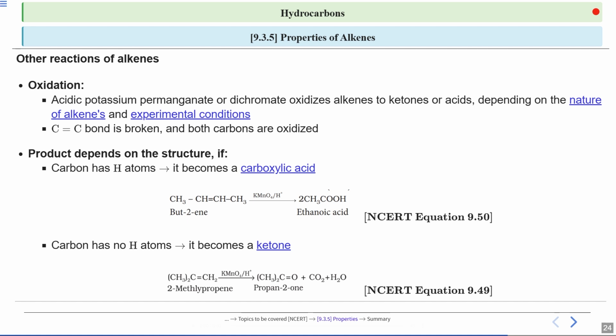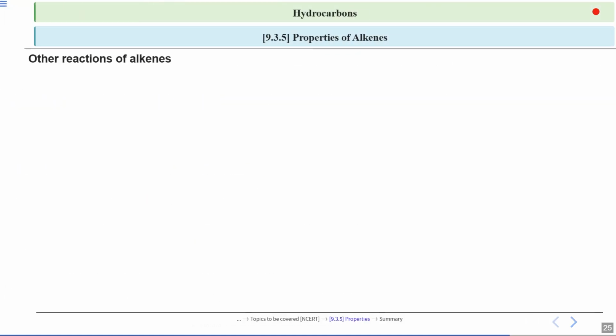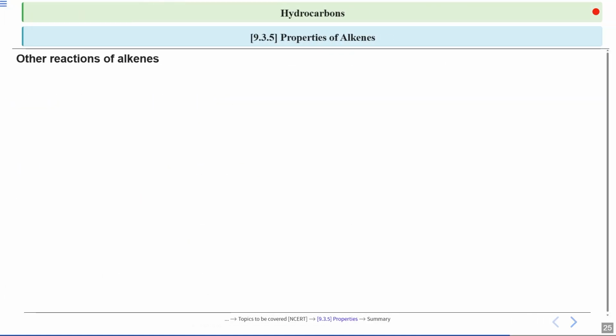But suppose your carbon has no hydrogen atom. In that case, your alkene will be oxidized to ketone. So this was the oxidation reaction of alkenes.